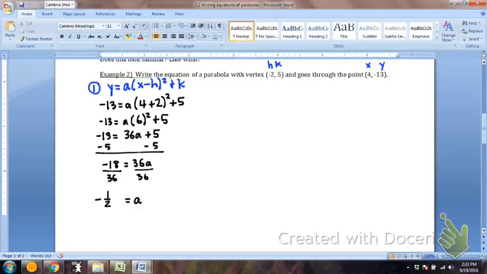Okay, so now we can plug things in. We can plug in A, H, and K to write out what our equation is. So I'm going to plug in for each of these.